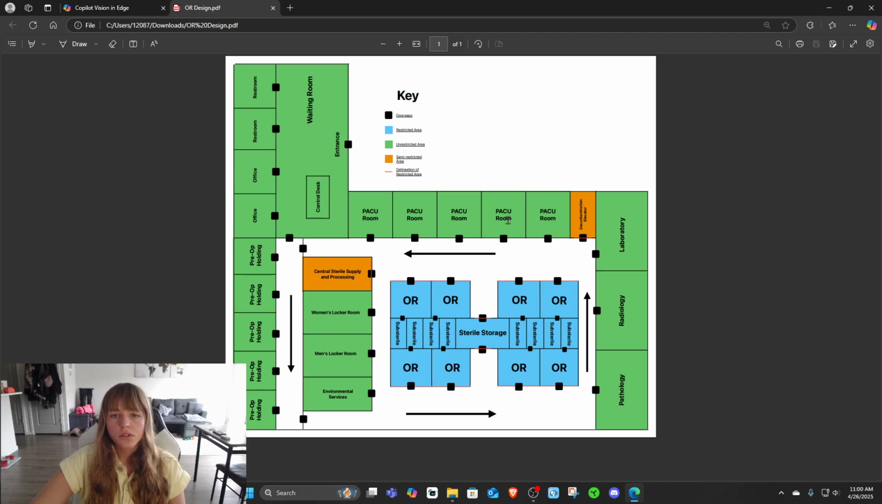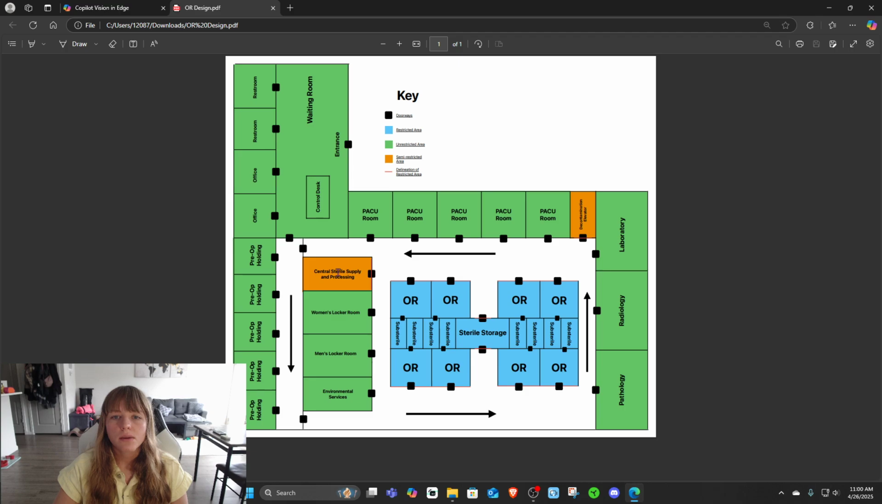And then PACU is right here. The main reason I put PACU here was just because I wanted it to be separated from pre-op. However, it also is convenient having PACU right next to the OR, as it helps with transitioning patients from the operating room into the post-anesthesia care unit a lot quicker. And then I feel like if there are any complications post-procedure, it allows for them to be taken back into the OR semi-quickly and efficiently if need be.